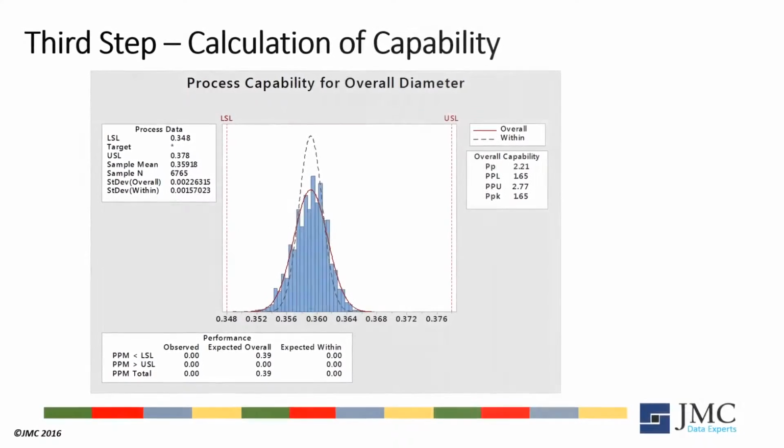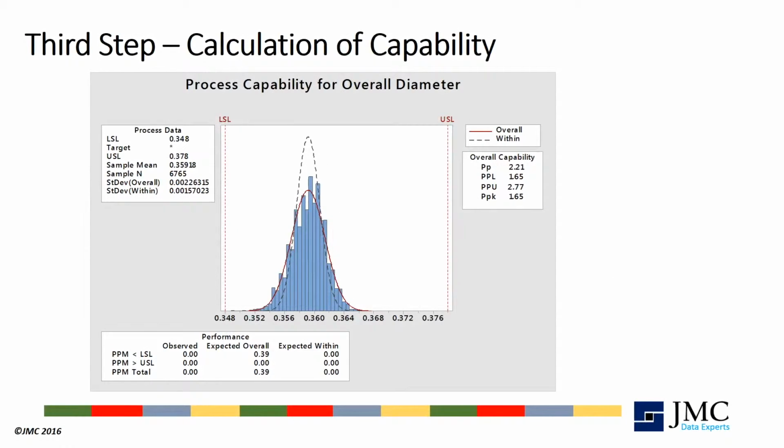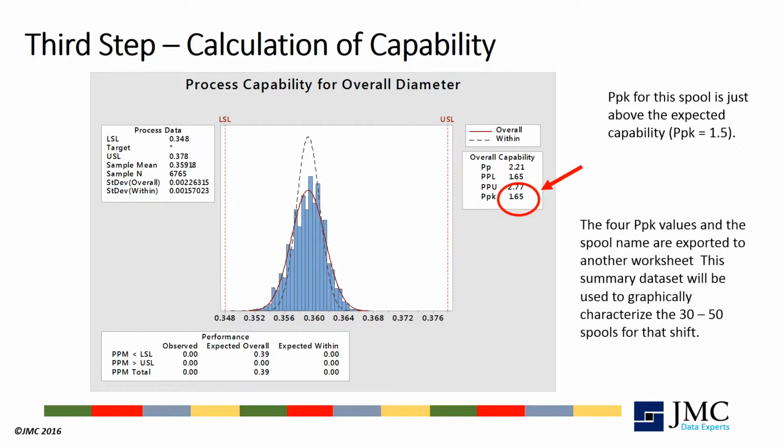The specifications for each particular fiber product code can be entered into the macro to execute the capability analysis for each of the 4 measurements for the spool. The spool identification code and the 4 PPK values are then exported to a summary worksheet. This summary dataset is used to provide a graphical overview of the product dimensions for the customer and used internally to monitor process performance.